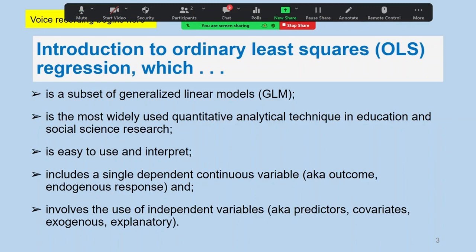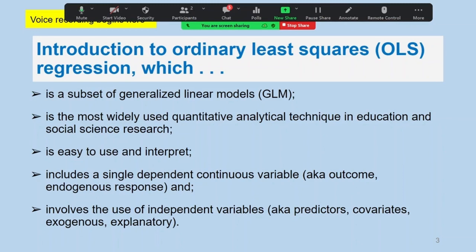It's a subset of generalized linear models, and there are many generalized linear models. We won't go into them here and now, right? I'll talk a little bit more about them later on. It's the most widely used quantitative technique in education and social science research. So if you're doing quantitative analysis in education, more than likely you're going to be using OLS regression or a technique that builds on OLS regression.